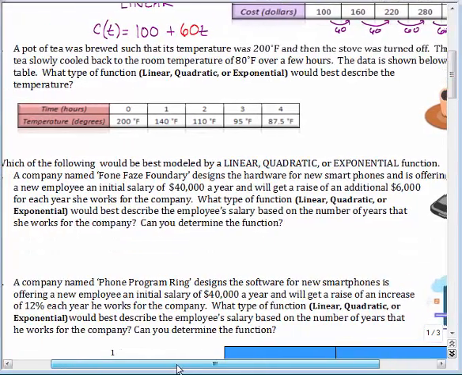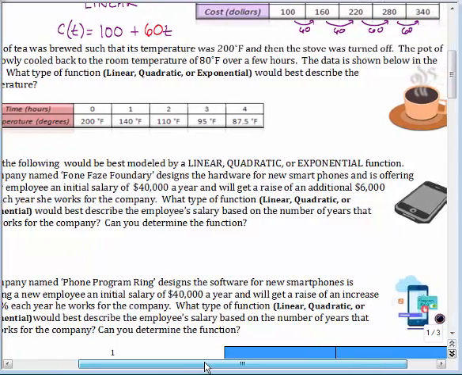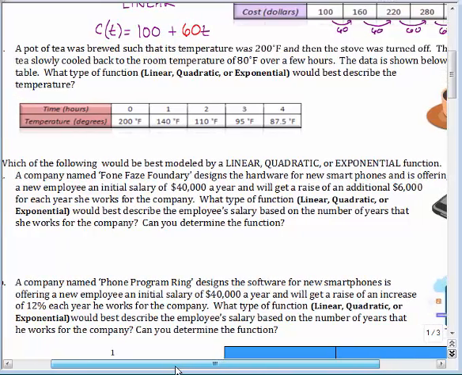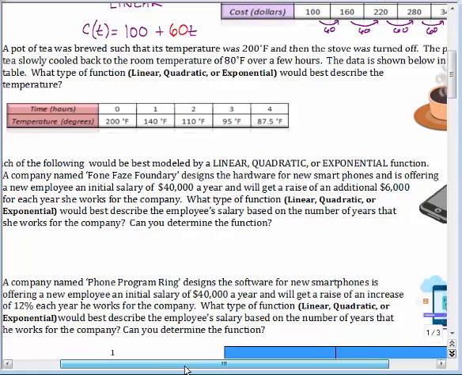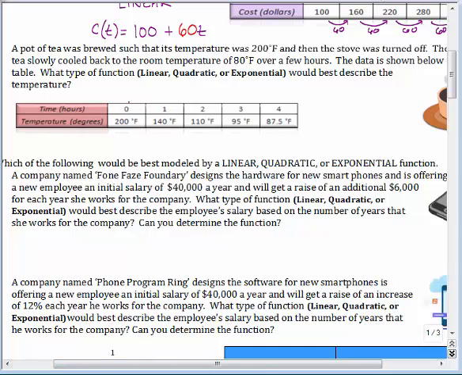Got the next one. It says a pot of tea is brewed such that its temperature was 200 degrees Fahrenheit, and then the stove was turned off. The pot of tea slowly cooled back to room temperature, 80 degrees, over the next few hours. The data is shown below in the table. What type of function, linear, quadratic, or exponential, would best describe the temperature? Again, let's look at the first differences to see if that helps us determine what it is.